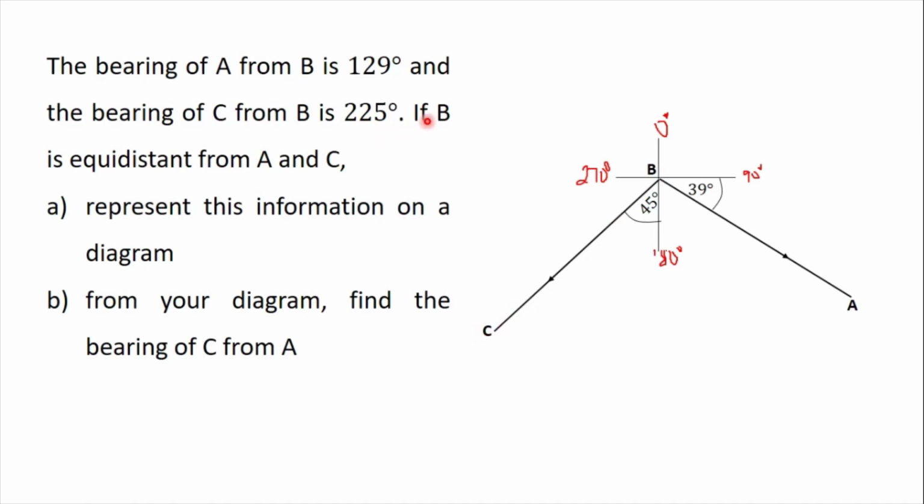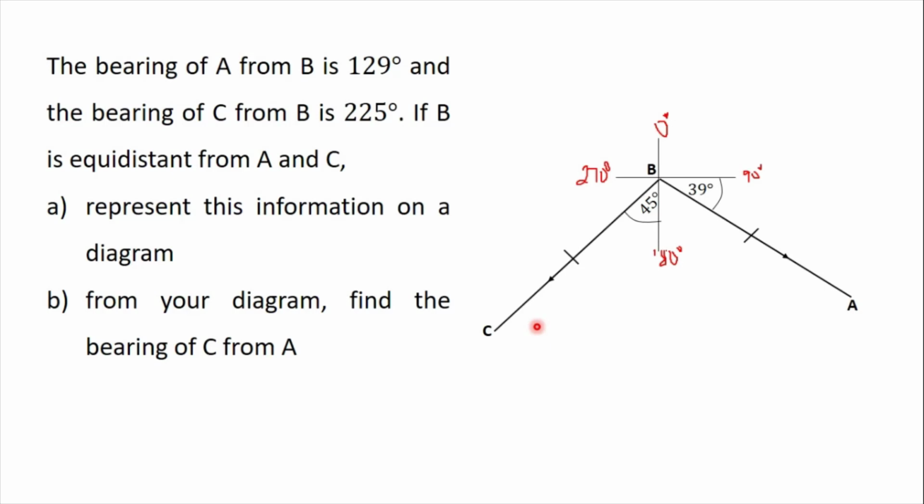The question goes on to say that B is equidistant from A and C. What it means is that moving from B to A is the same as moving from B to C, or the distance BA is the same as the distance BC. So if I draw a line here, I can indicate another one here to show that BC is the same as BA.